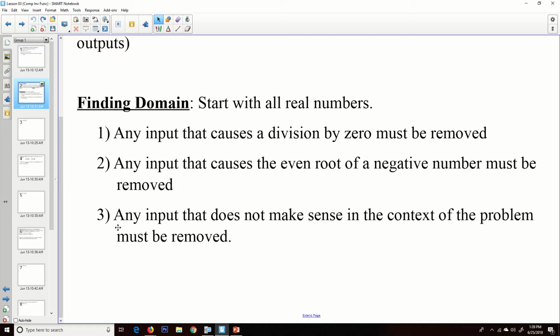And then this last one is more of an applied problem. It says any input that does not make sense in the context of a problem must be removed. For instance, if the domain is number of TVs sold, you can't sell a negative TV, so negative numbers don't make sense in the context of that particular problem.